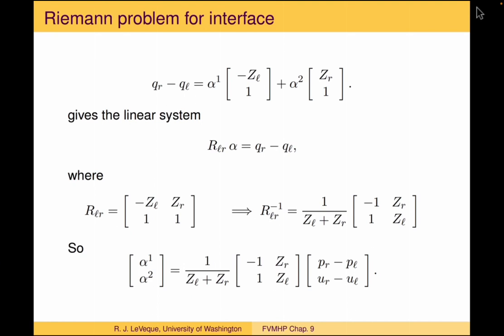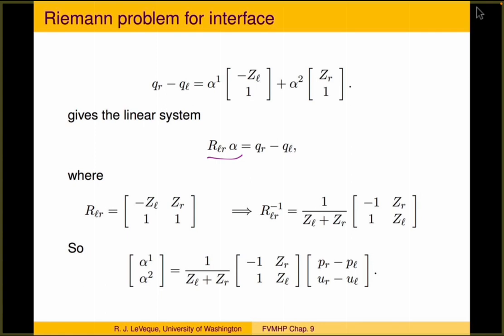And so if we define a matrix R LR by taking the eigenvector for the left-going wave in the left and the eigenvector for the right-going wave in the right and make those the columns of the matrix, then we just have this linear system to solve for the alpha 1 and alpha 2. That matrix times alpha is equal to the jump in pressure and velocity, QR minus QL. And we can easily work out what the inverse is of that matrix, and that gives us this expression for alpha 1 and alpha 2.